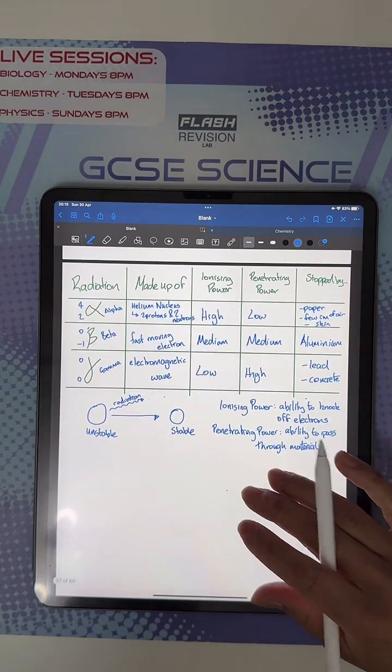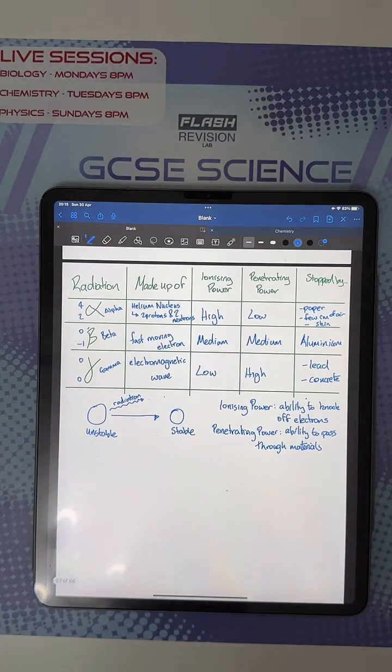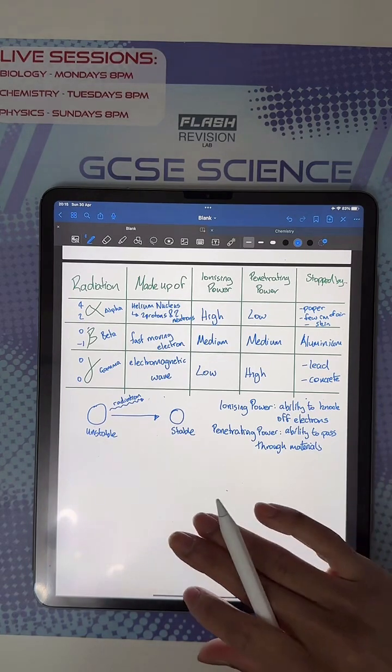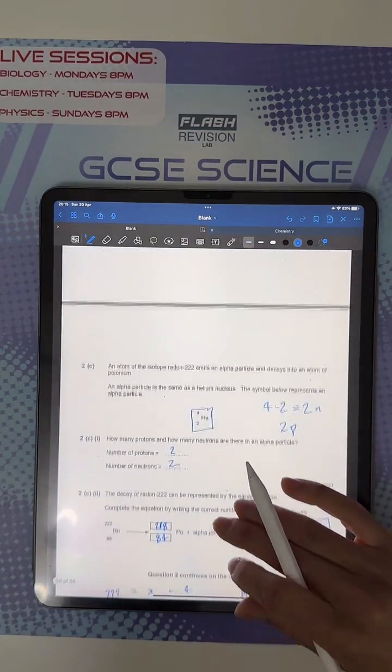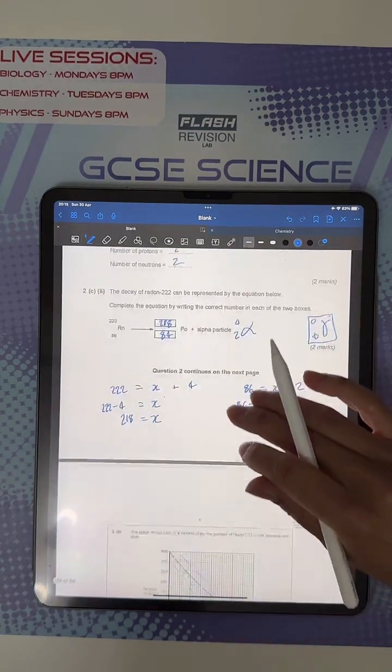You get given equations, but there are no equations in this topic. Radioactivity has no equations, so the equation sheet is going to be completely useless to you for this topic. Any questions on this topic? You need to pretty much memorize everything here. So moving on to the next one.